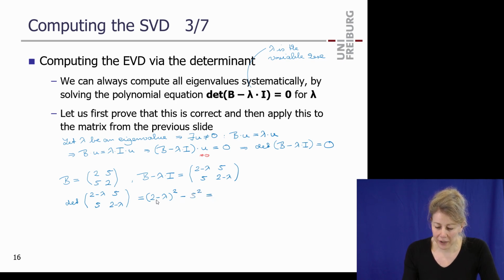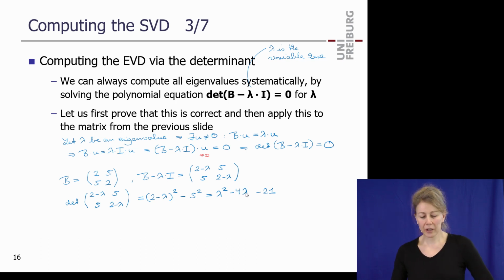And let's compute that. That's lambda squared, minus, what do we have here, 4 minus 25, which means we have minus 21 in the end, and then we have minus 4 lambda. Is that correct? I think it is, yeah. And now we can find the zeros.